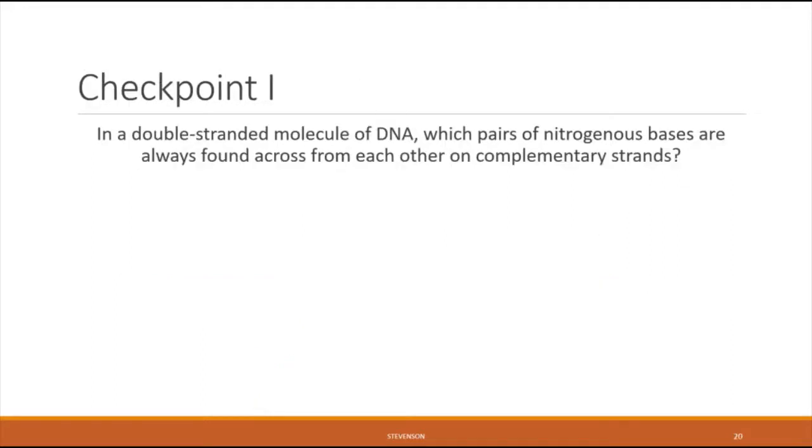Now at this point, let's take a step back and do a review checkpoint. In a double-stranded molecule of DNA, what are the pairs of nitrogenous bases that are always found across from each other on complementary strands? Or in other words, what letters go with what letters between the two strands?